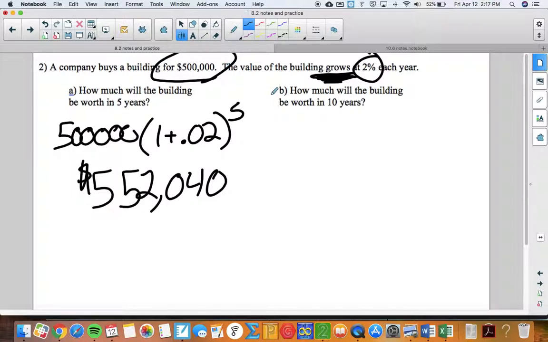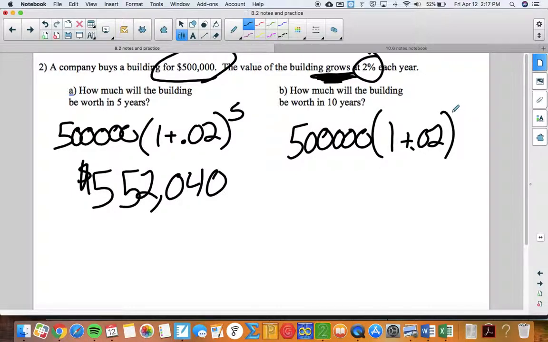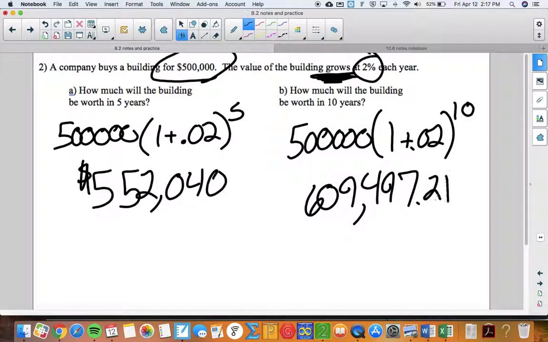Same building, same growth rate. How much will it be after 10 years? So the only thing you switch now is the time, being 10. And then you get $609,497.21.